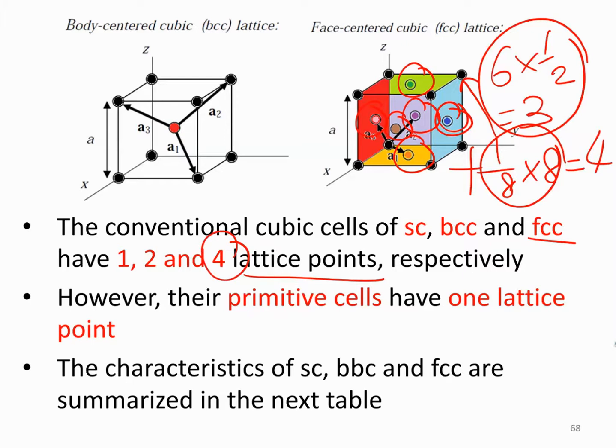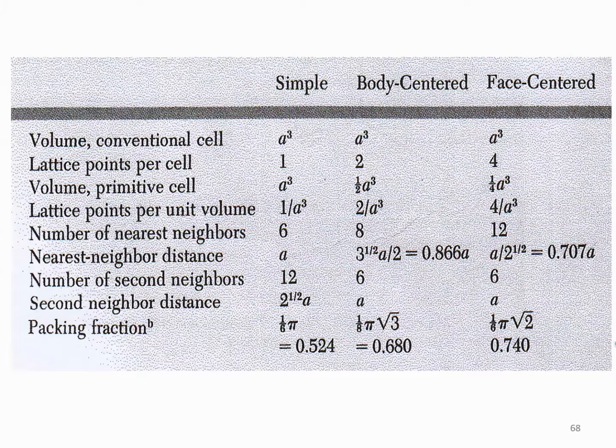However, the primitive cell has 1 lattice point. Primitive cell means simple cubic. Okay. The characteristics of simple cubic, body-centered cubic, and face-centered cubic are summarized in the next table. Okay, this table, I will go through one by one.